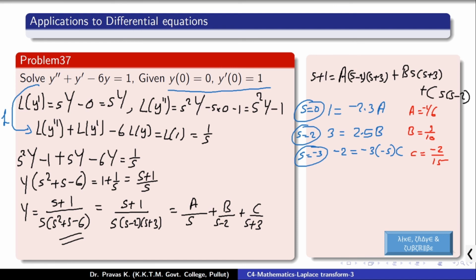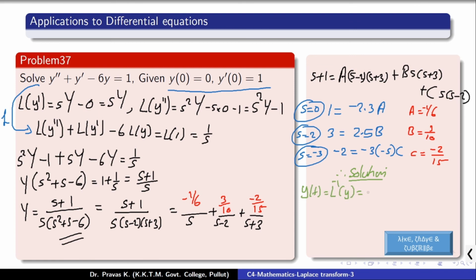So replacing capital A, capital B and capital C in the expression of Y we already have, we get capital Y is equal to minus 1 by 6 into 1 by s plus 3 by 10 into 1 by (s minus 2) plus minus 2 by 15 into 1 by (s plus 3).